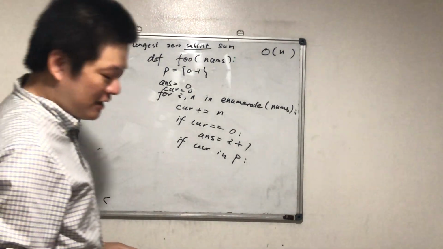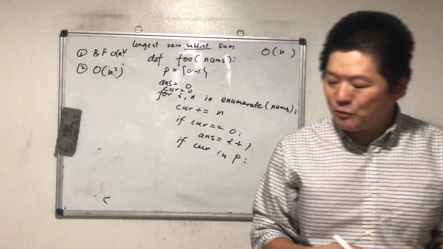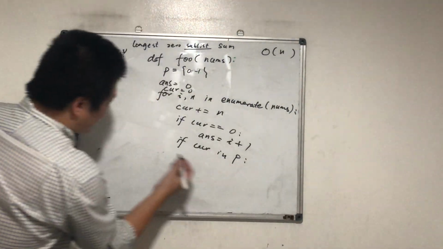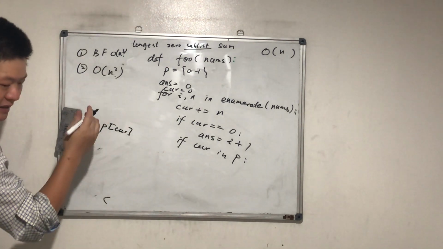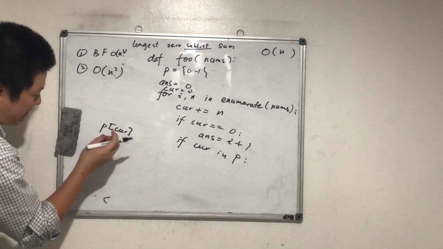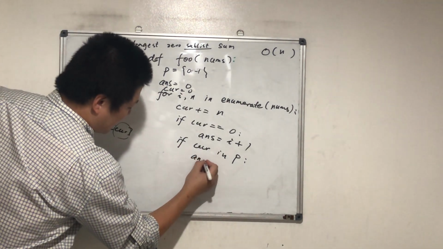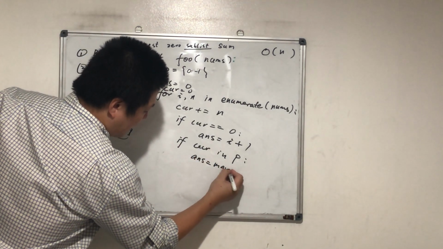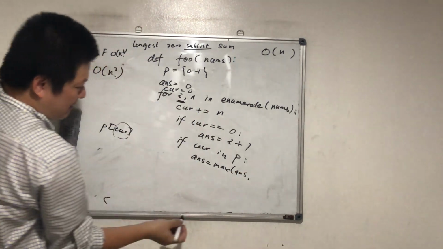Then we can check if current in p. If current is in p, then p[current] stores the index of the previous prefix sum equal to current. So the answer will be the maximum of answer and the current index i minus that index, right?